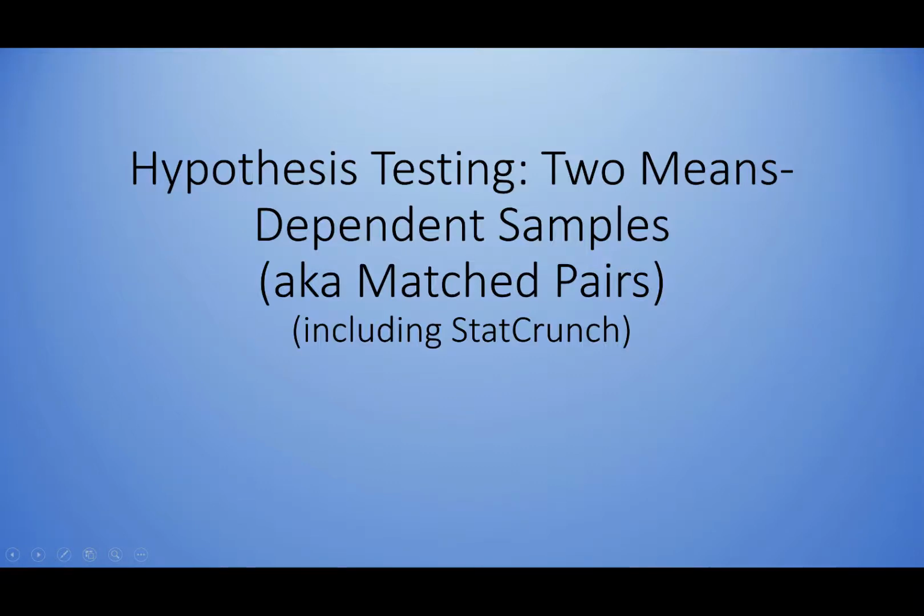In this video, we're going to look at hypothesis testing for two means, but we're going to be using dependent samples, which is also known as matched pairs. We're going to be using StatCrunch to do this.